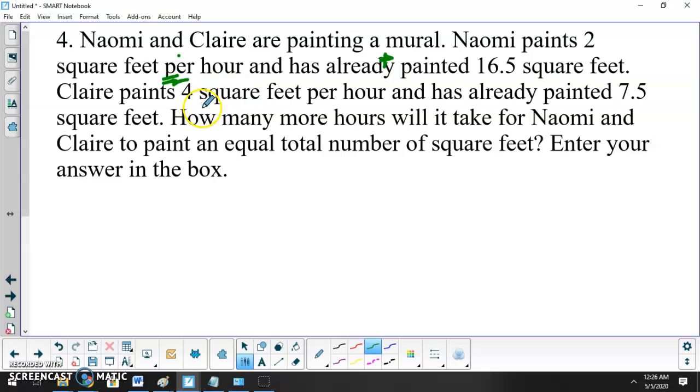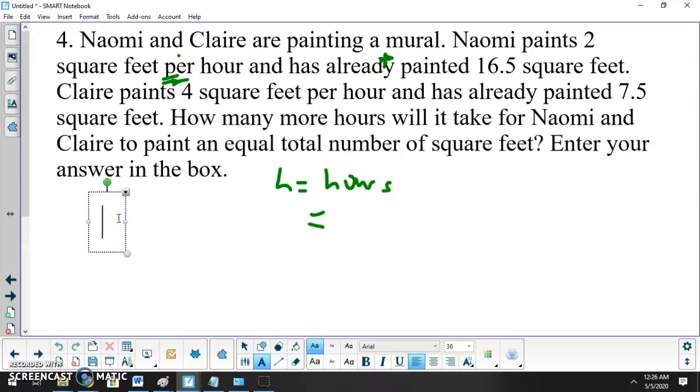Claire is going faster per hour, but she has already painted less. How many hours will it take for Naomi and Claire to paint an equal amount? All right, so your variable here is h for hours. You're trying to figure out how many hours for them to be equal. So the general thought of this equation is you want Naomi's painting square feet to equal Claire's painting square feet.